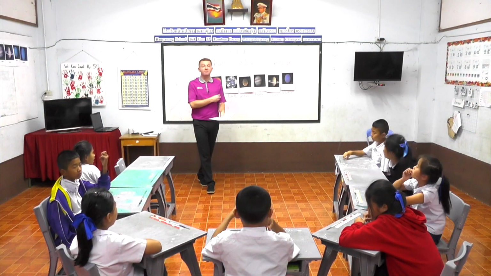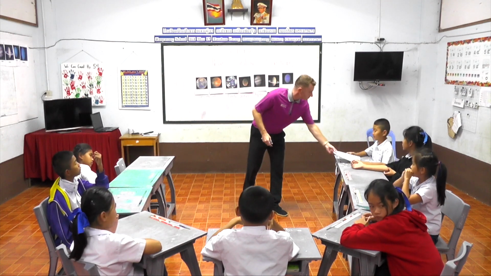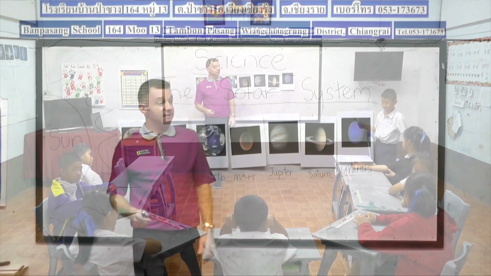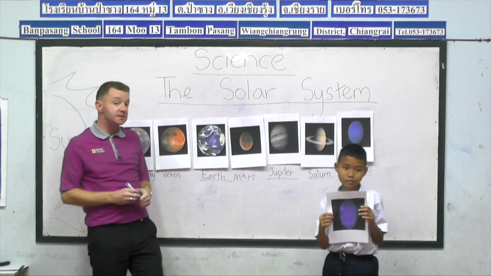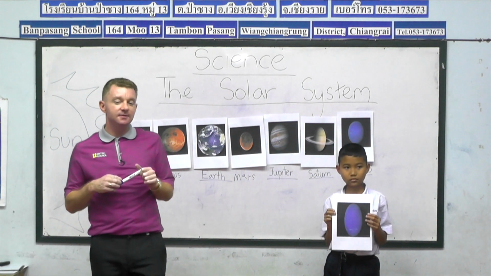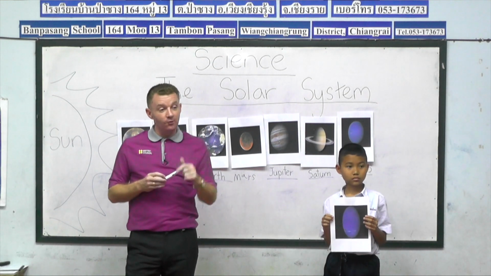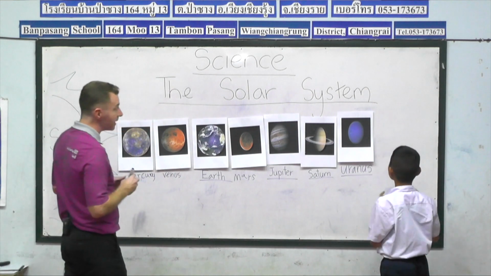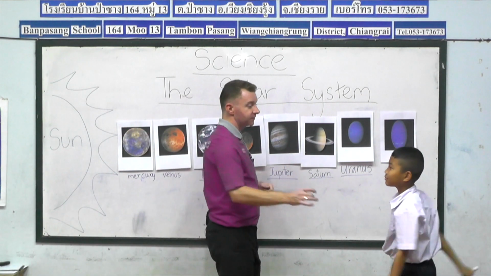So the 8th and final planet in our solar system will go to Bangpon. Come and join me at the front, please, Bangpon. And then the 8th planet will go right at the end after Uranus. But does anybody remember the name of this planet? Beginning with N? Neptune. Excellent. Well done. So Bangpon, can you place Neptune right at the end and then spell it correctly?